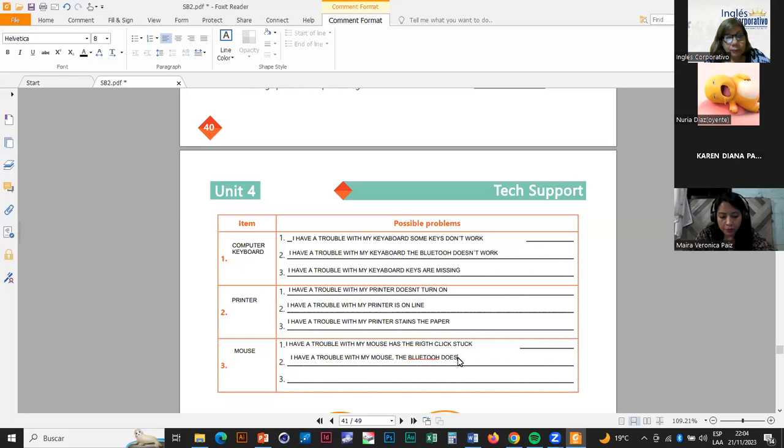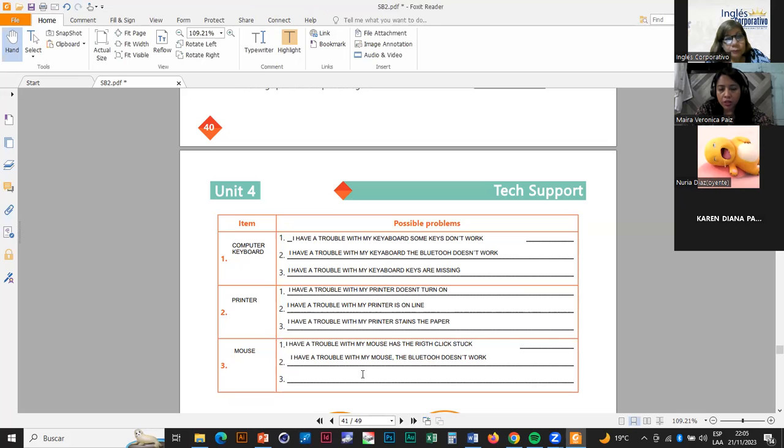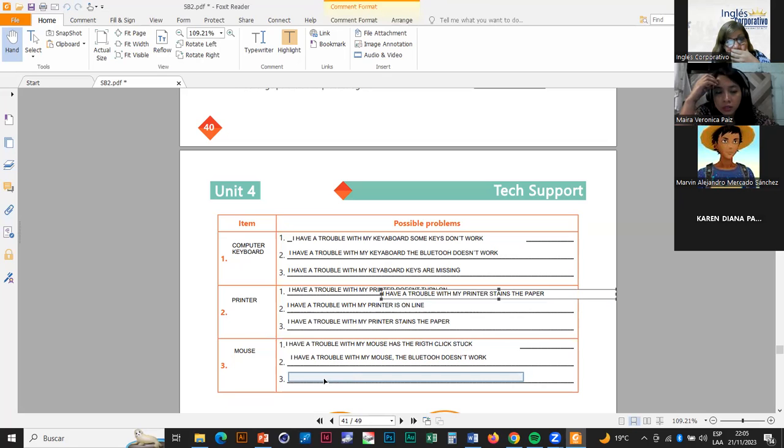The Bluetooth doesn't work. Y la otra, la última. Otro problema sería de esto. De que no conecta. Es... No, no, sería... no.